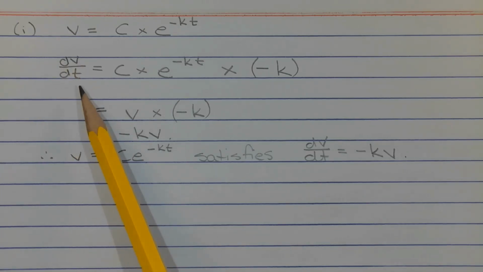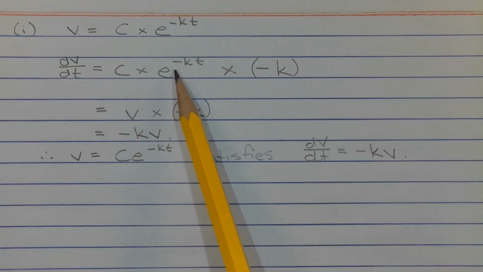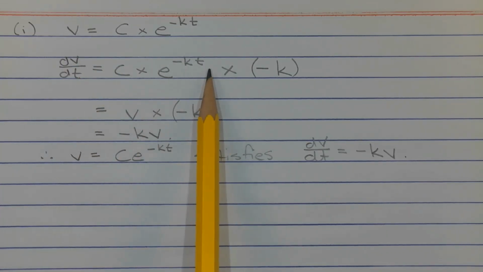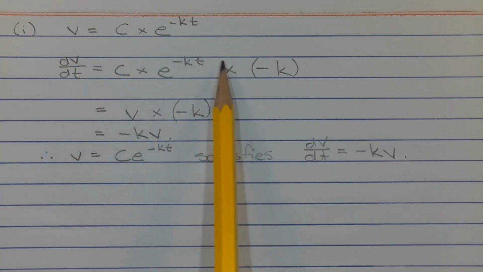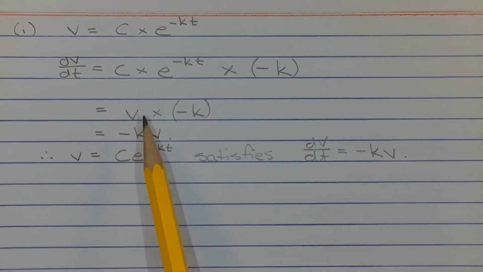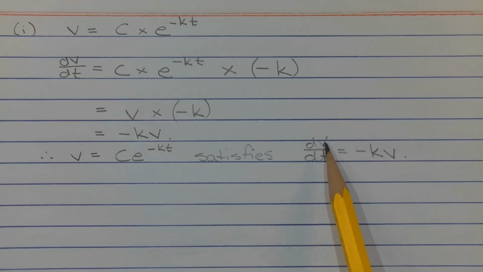So dv/dt is equal to c times e to the power of negative kt times negative k. Now c times e to the power of negative kt is equivalent to v. So we can replace this part of the expression with v. So dv/dt is equal to v times negative k, which is equal to negative kv. Therefore, v equals c times e to the power of negative kt satisfies the equation dv/dt is equal to negative kv.